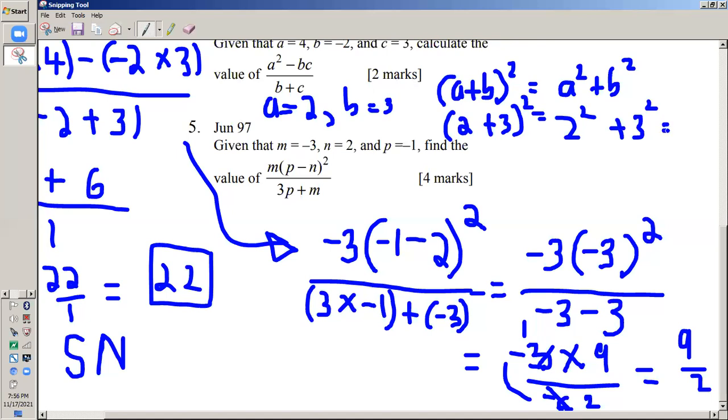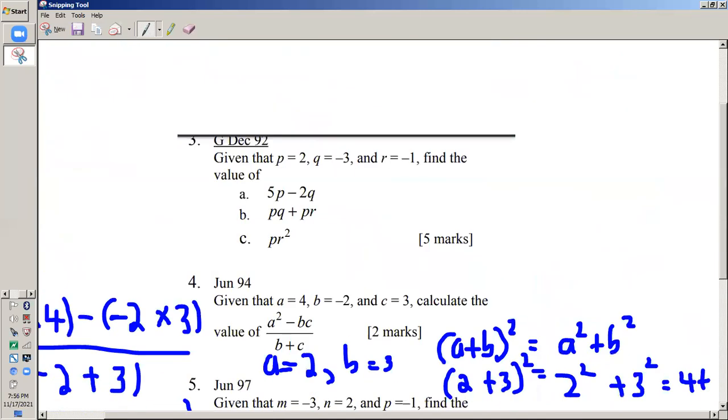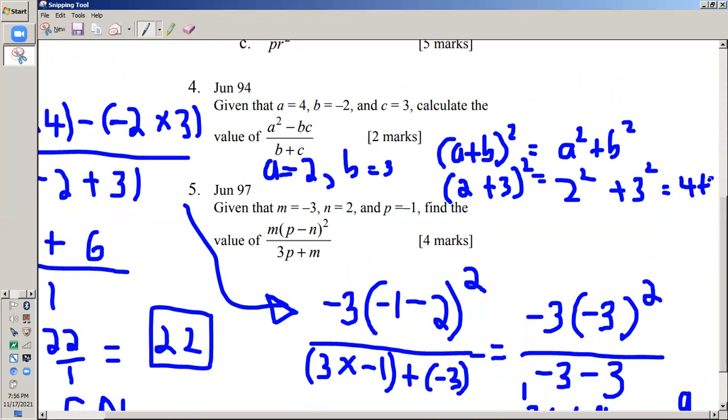Yes. What is 2 square? 4. What's 3 square? It will be 9. How much is 4 plus 9? 13. All right. But let me ask a question. What is 2 plus 3? Not 5? And what is 5 square? 25. Right. You see why this is wrong though. You have to work what's inside the bracket first. So this is wrong. Not equal to. It's not equal to it.